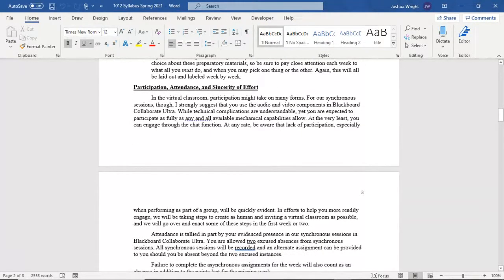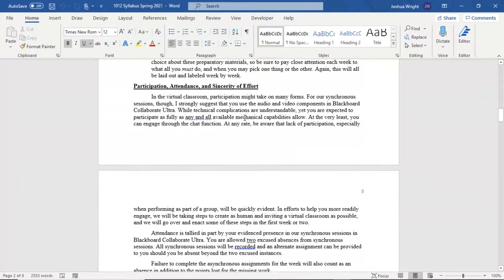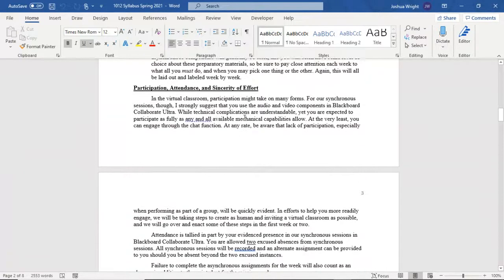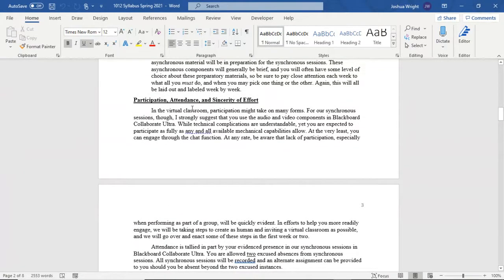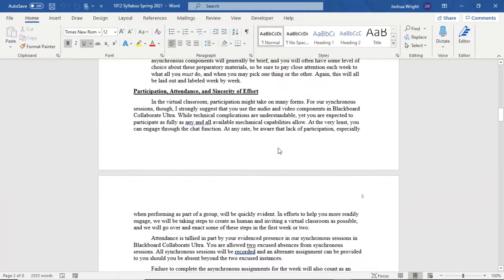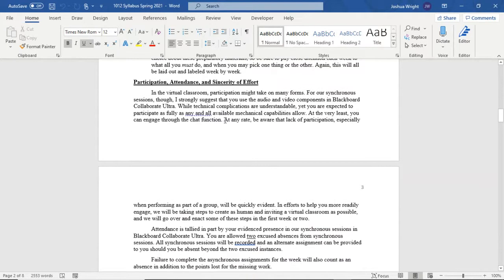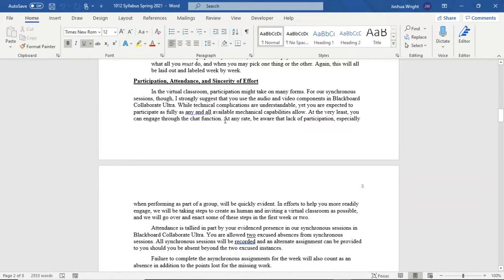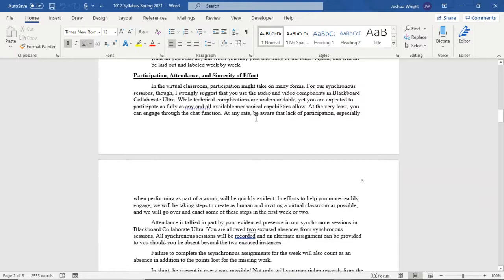Participation, attendance, and sincerity of effort. So this is somewhat informed, as I just said, by the group work, which I don't assign grades for exactly, but it informs your performance and your sincerity of effort in the group work, the synchronous work that we do in our synchronous sessions, our in-class sessions. That informs your participation and attendance grade.